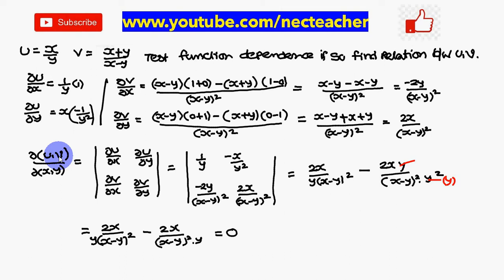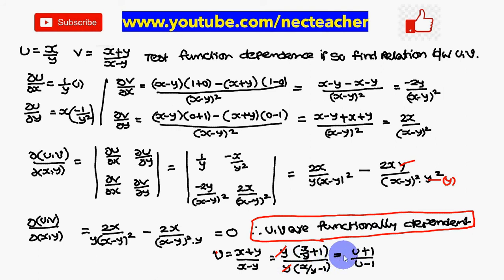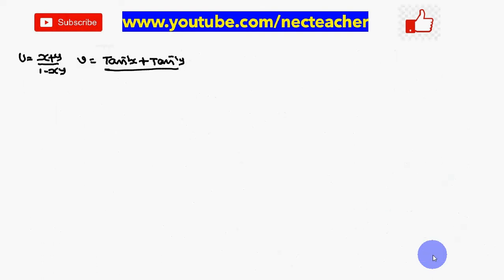What is the relation? Functionally dependent, what is the relation? From v you take common y. So if you take y common, x by y plus 1 by y into x by y minus 1. So x by y how much? u. Therefore y will get cancelled. X by y is nothing but u, so u plus 1 by u minus 1. That implies v is equal to u plus 1 by u minus 1, which is the relation between u and v.